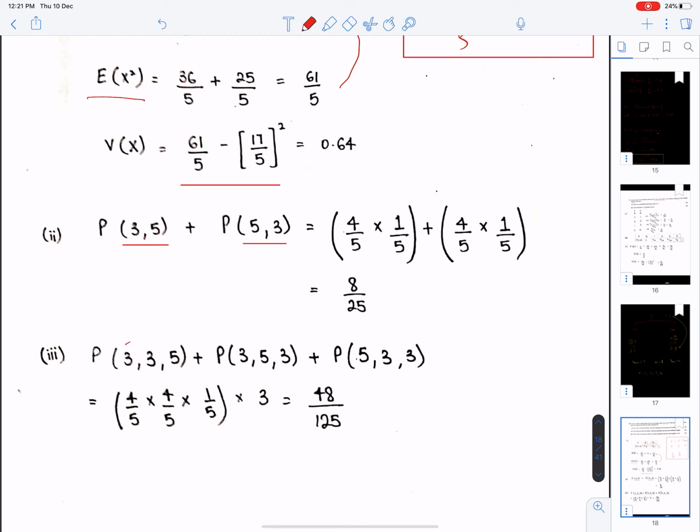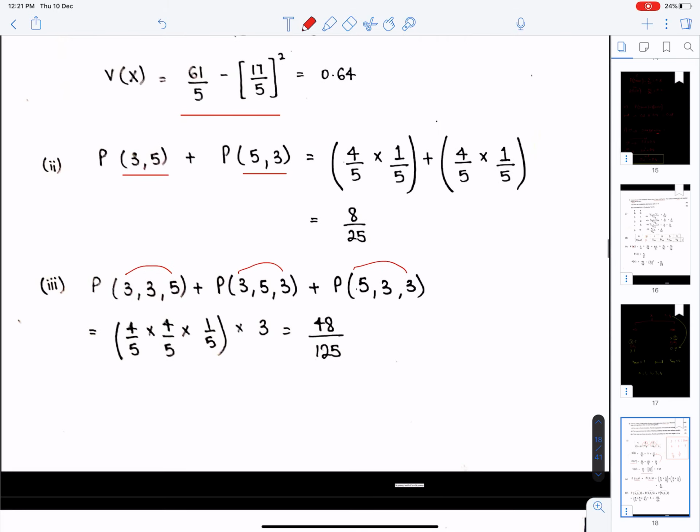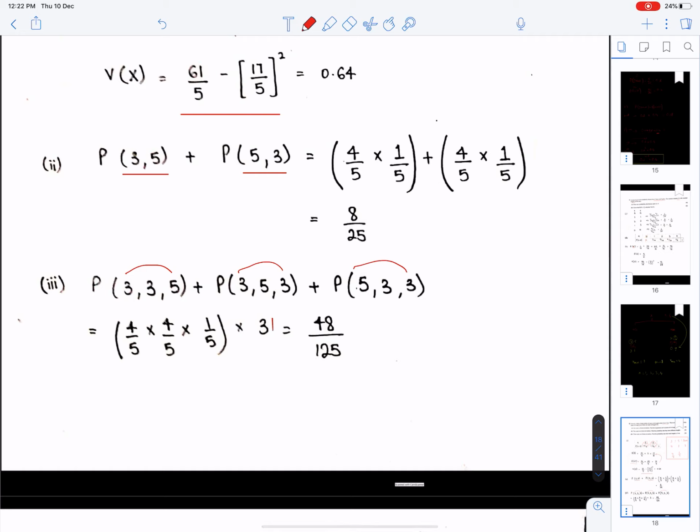To get 11, the ropes should be of these lengths: 335, 353, 533. You can use factorial for this. The result is 3 factorial. There are 3 ways: 1, 2, 3. So just write the answer of 1 and multiply the answer by 3. Or you can do this question in this way.